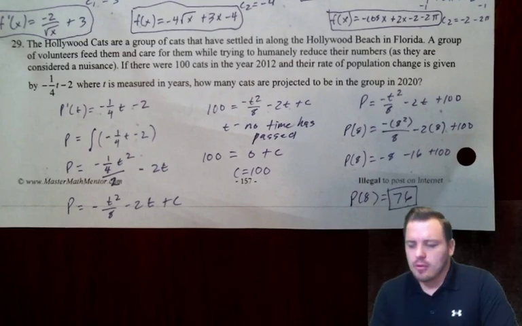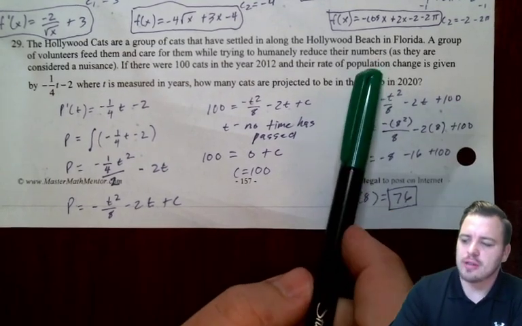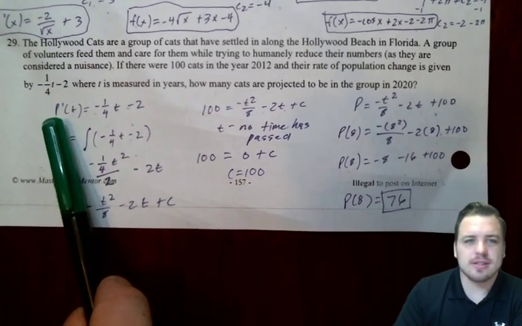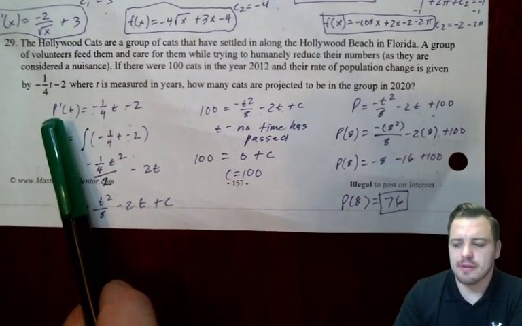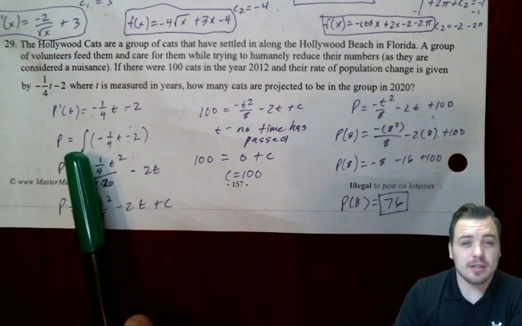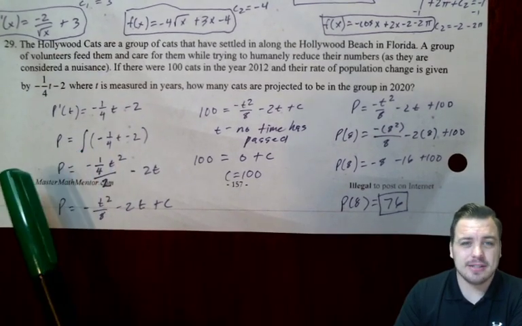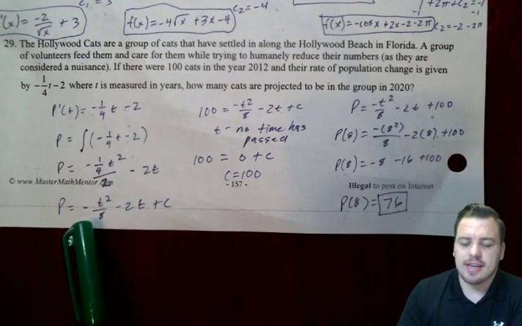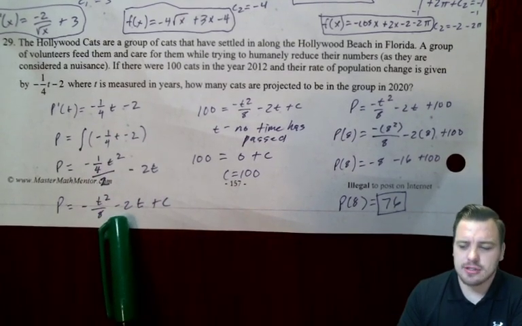All right, so the population change is given by this function. We know that is our derivative. The change is the derivative. So this is our derivative, and we just need to integrate it to get back to the original function. You integrate that, and you should get negative t squared over 8 minus 2t plus c.